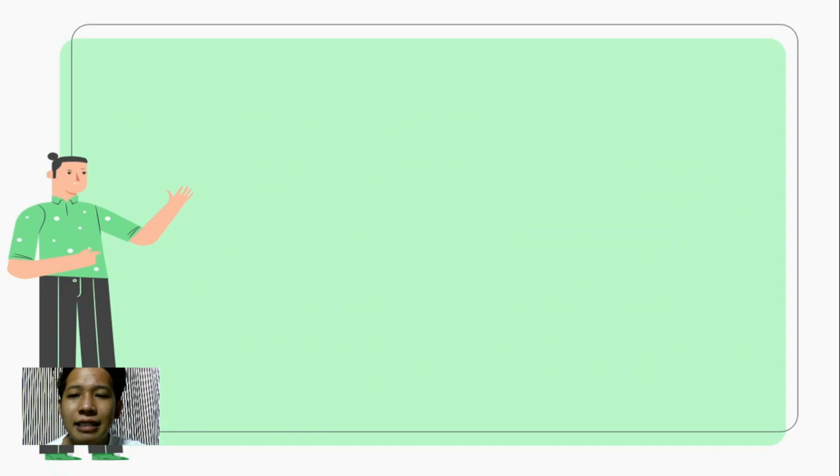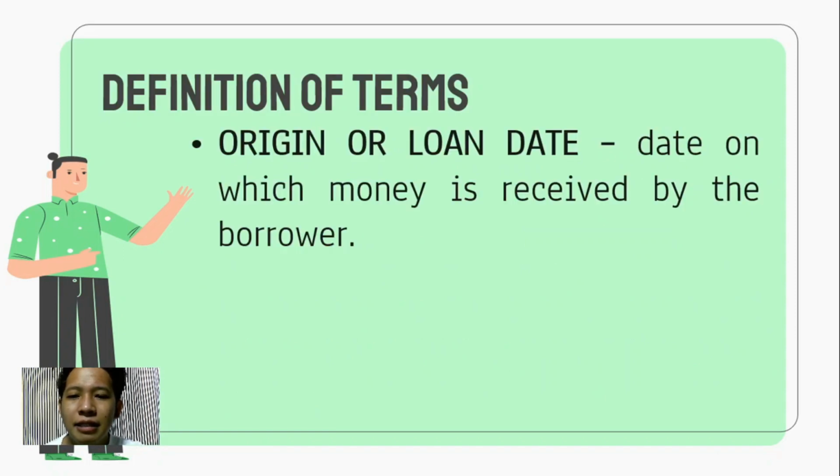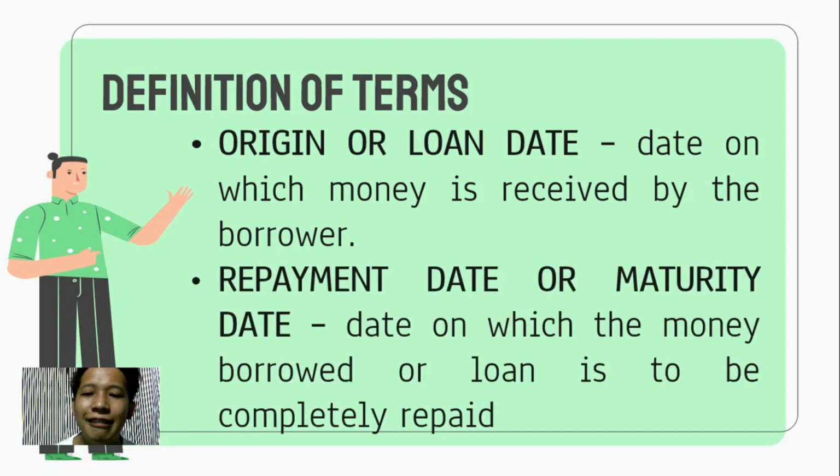Okay? So next is origin or the loan date. So si origin or si loan date is the date on which the money is received by the borrower. So kung kailan ibinigay nung may pera yung money na hiniram or ininvest. Okay? Next is the repayment date or the maturity date. Kung si origin is kung kailan ibinigay yung pera, yung repayment date or maturity date naman is kung kailan ibabalik or kailan kukuhanin yung pera. Okay? So, this is the date on which the money borrowed or loaned is to be completely repaid.